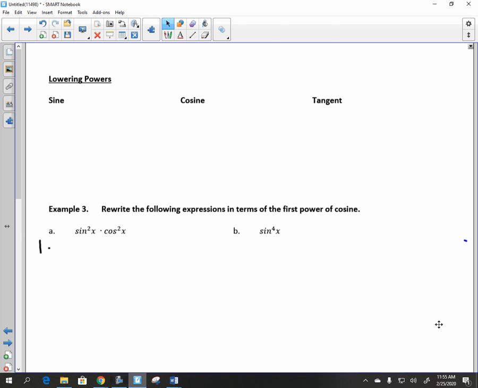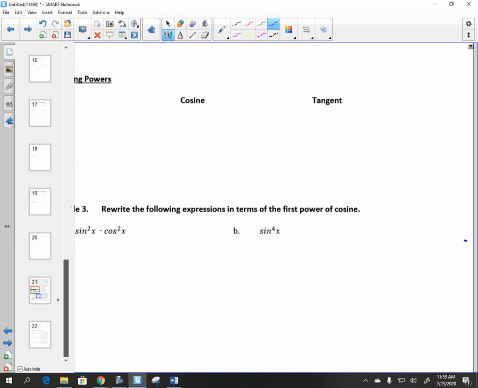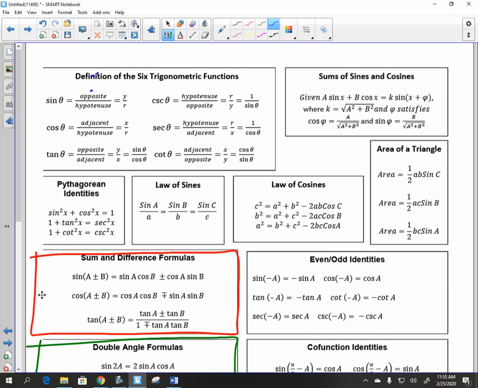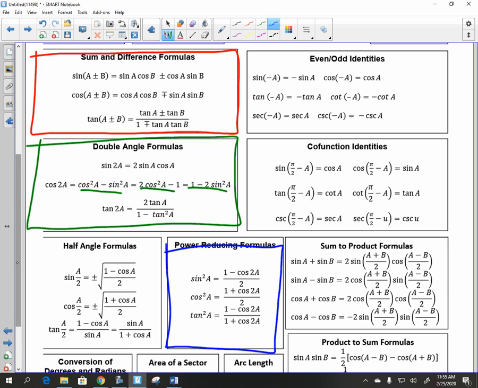All right, second type of problem is these lowering powers formulas. So if you check out your sheet, just to make sure that we're all paying attention, we just went over the green one, these double angle formulas. That's what we just did. And now we're going to go over our power reducing formulas. So you gotta know where to find stuff on the test. Okay, this is the sheet that I give to you.